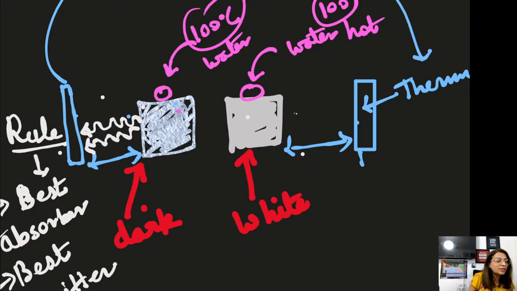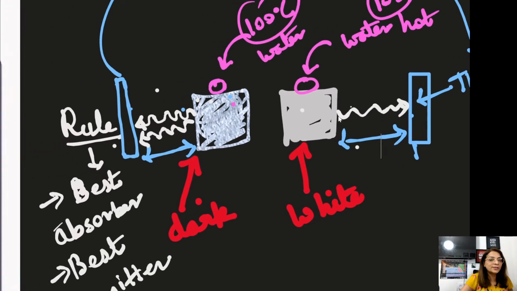However, the light object is a poor absorber and a poor emitter. Only one radiation going down there. In the dark one, there are two radiations. In the white one, there is one radiation. So the thermometer near the dark one increases in temperature more. Okay? Very good. Well done, guys.